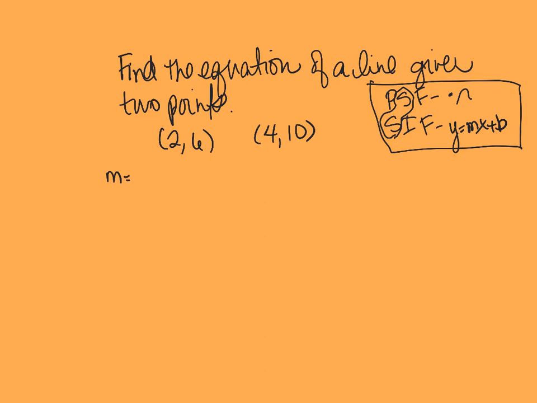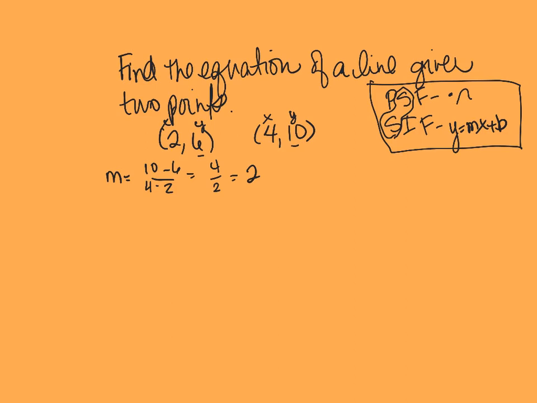So I'm going to go ahead and take the 10 minus 6, which is my change in y's, and then my change in x, 4 minus 2. And so I'm going to get a slope of 4 over 2, which is going to be 2, which is a nice whole number, lucky for us.